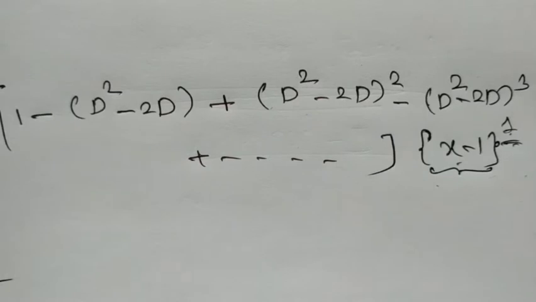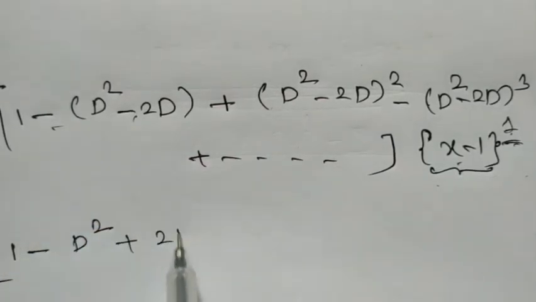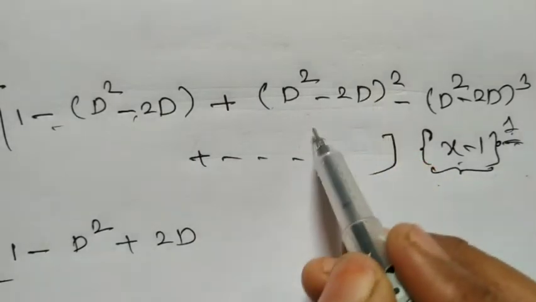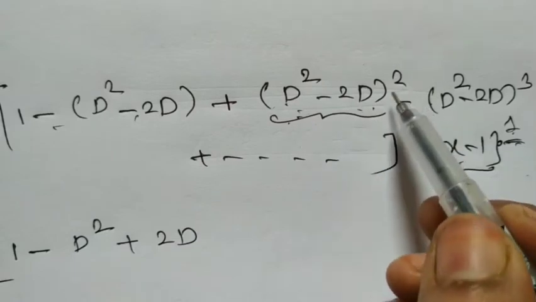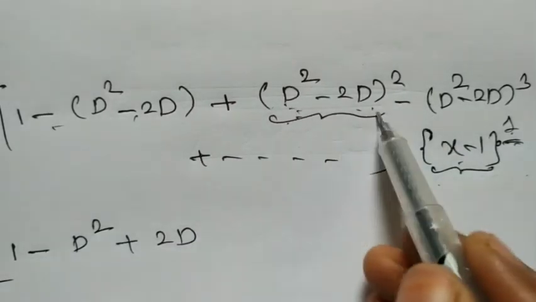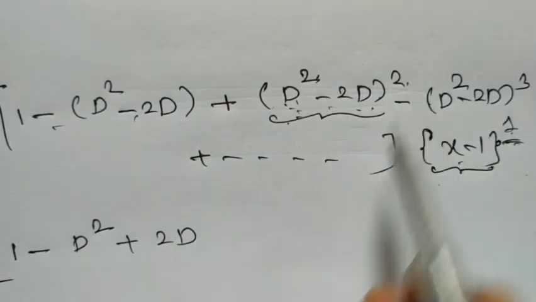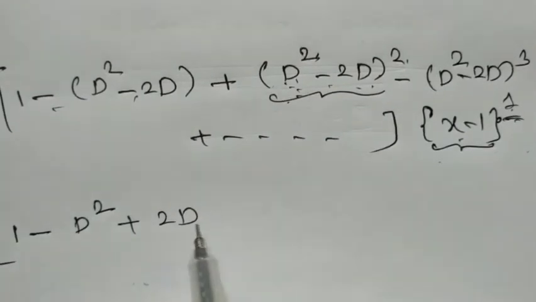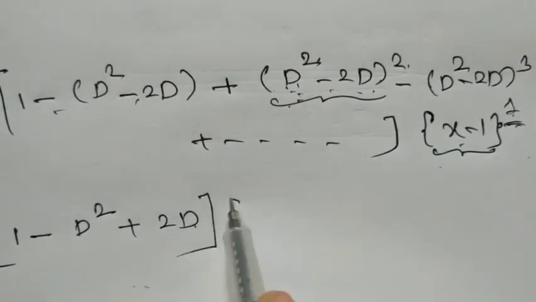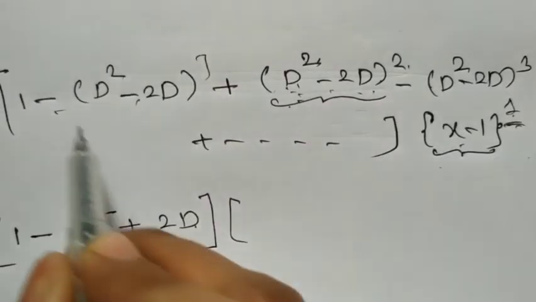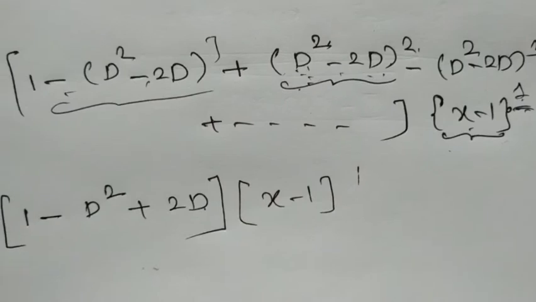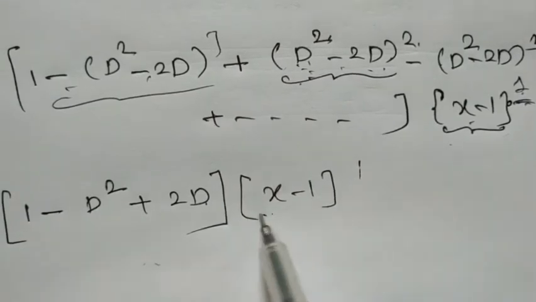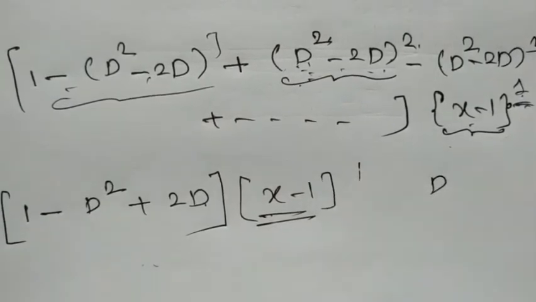So I am taking 1 minus d square plus 2d, so d square minus 2d whole square. By expanding (a minus b) whole square, all the powers are d power 4 plus 4d square, higher powers. Therefore, here I am taking only the first term of this equation, so (x minus 1) whole power minus 1, because here d is nothing but the differential operator.